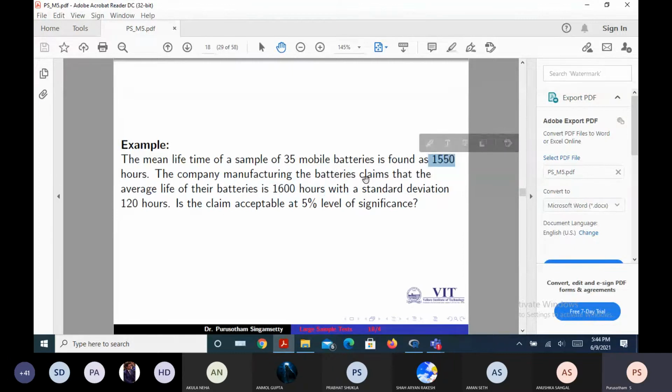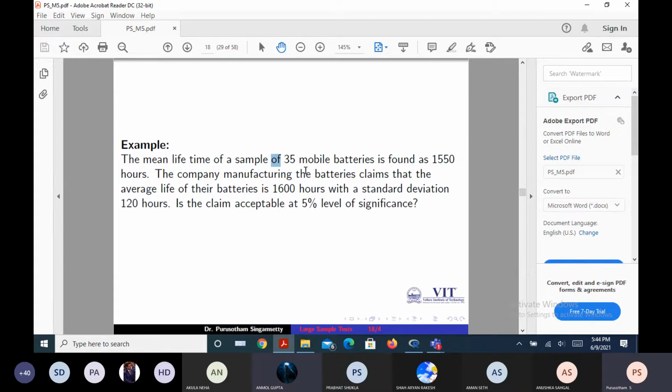The mean lifetime of a sample of 35 batteries. Do you think that the company produces only 35 mobile batteries? Does it produce just 35 mobile batteries, or can it produce more than that? So it can produce more than that.